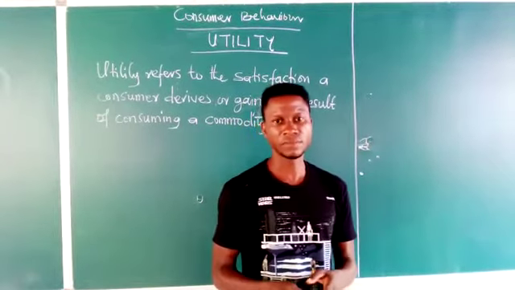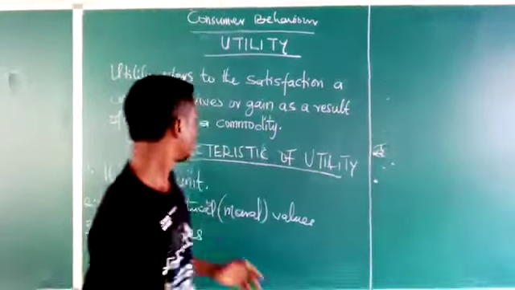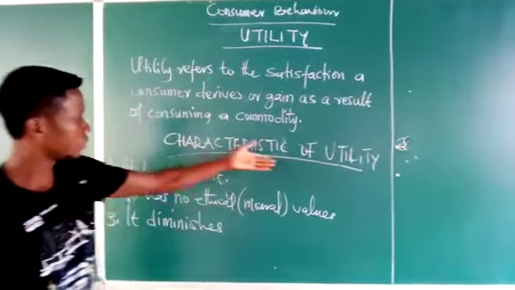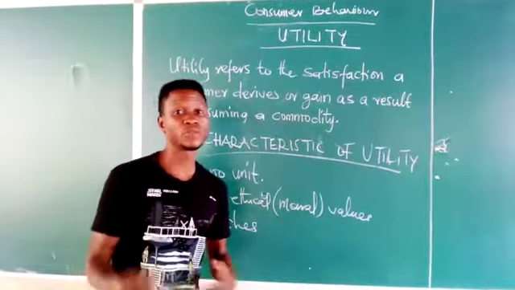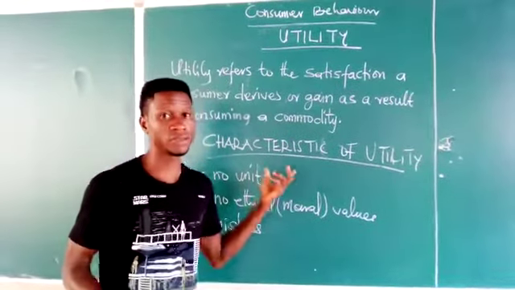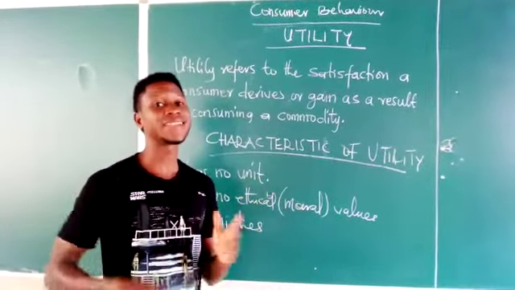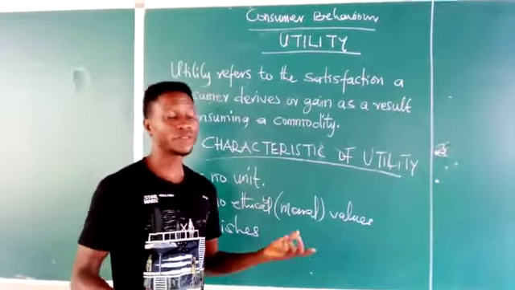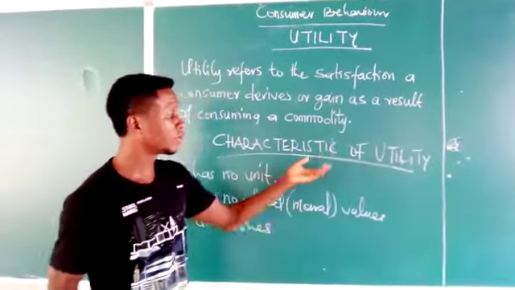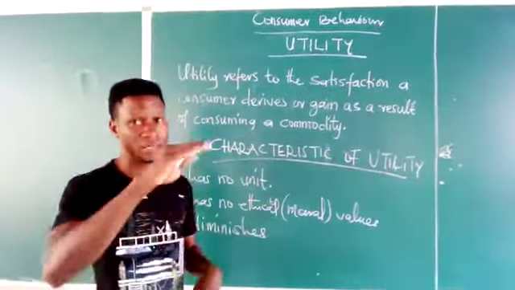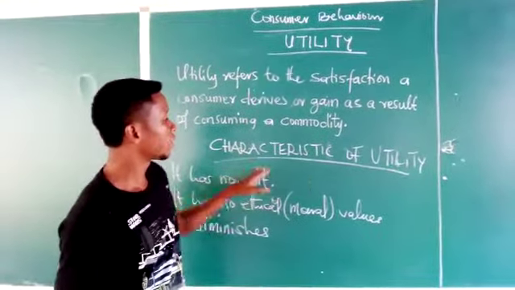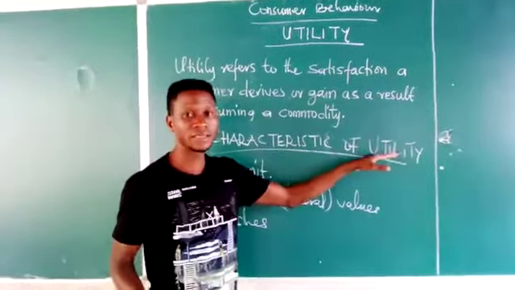Now we are going to look at some characteristics of utility. Is that okay? Alright. So this is actually characteristics of cardinal utility. We have two schools of thought about the utility concept. We have the ordinalist approach and the cardinalist approach. And most often we always take the cardinalist approach at this level. So this is the characteristics of cardinalist utility.